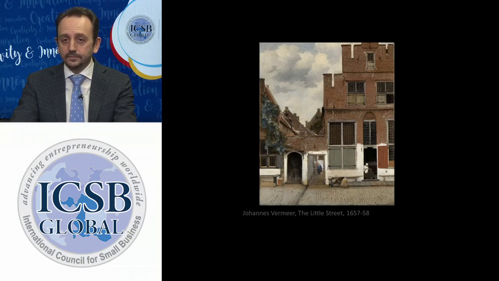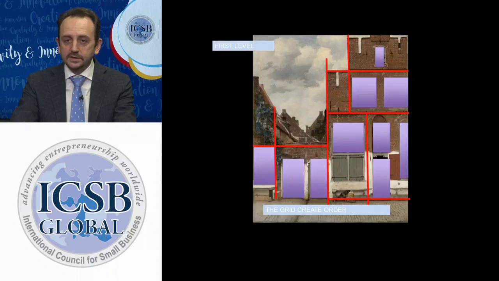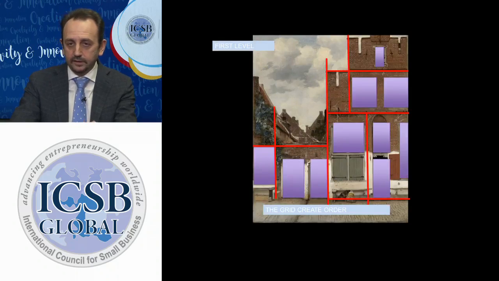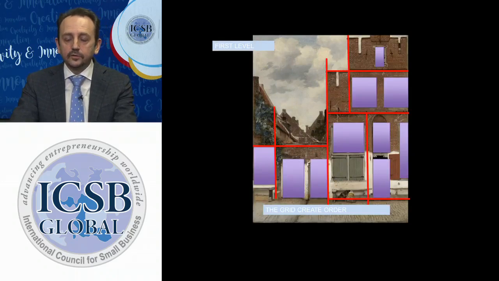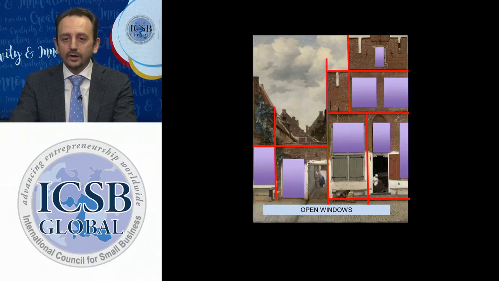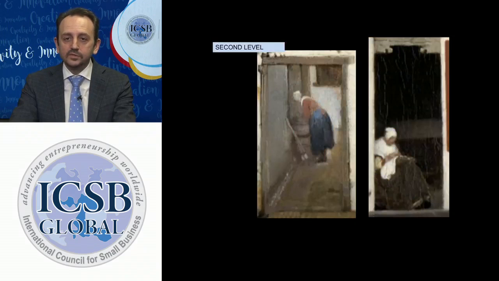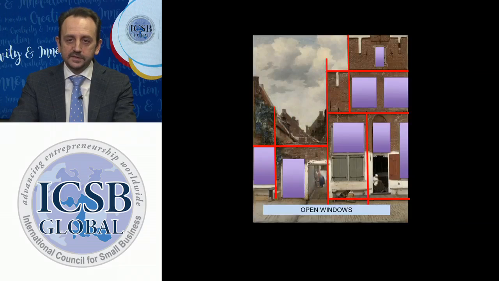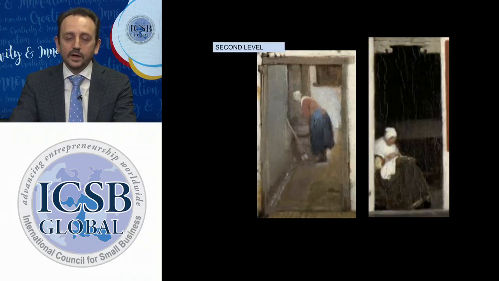So this is a painting by Johannes Vermeer. It's called The Little Street. It's just a facade of a building. You see it's very organized, has a very regular geometry through a grid that creates order. And then what you have also is some open windows and some open doors through which you can kind of zoom in the building and observe what is going on in the building. So you have two levels of analysis, the facade and the inside of the building, where other stories are occurring.